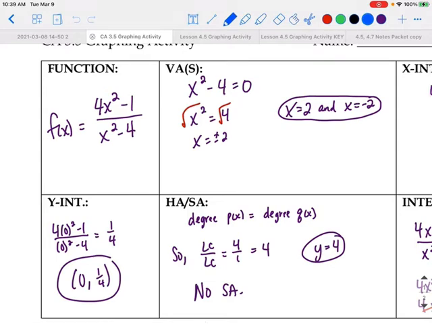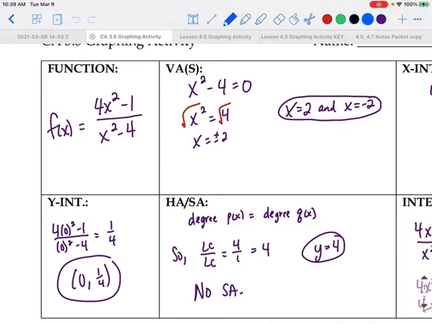Let's jump down to our horizontal asymptote slash slant asymptote. The degree of my numerator is equal to the degree of my denominator, so I'm going to use the leading coefficient of the top divided by the leading coefficient of the bottom, which gives me the horizontal asymptote of y equals 4. I don't have a slant asymptote because the degree of the top is not 1 more than the degree of the bottom.